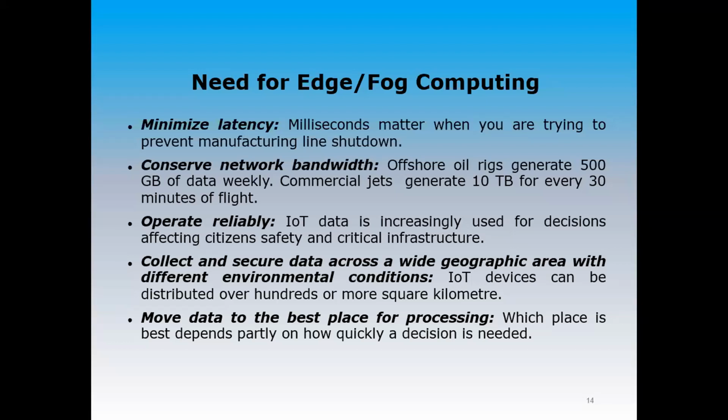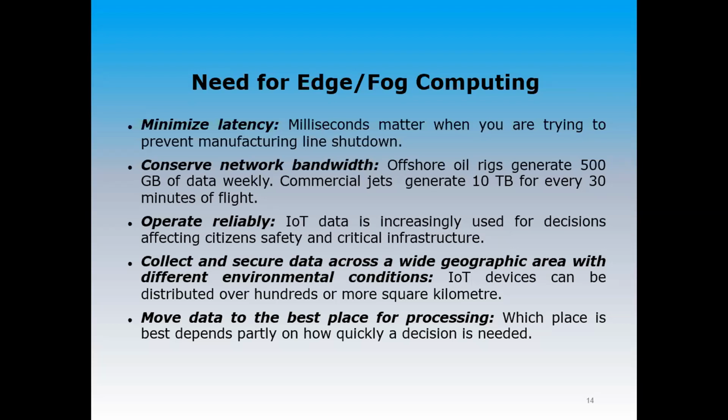And the fourth thing is collecting the data securely across a wide geographical area, because security is always a concern, particularly when you talk about a wireless domain. And with IoT, it has more serious issues. So securing this data is also very important, which is taken care of by edge and fog computing when it's distributed over a large area of square kilometers. And move the data to the best place for processing for quick decision taking.